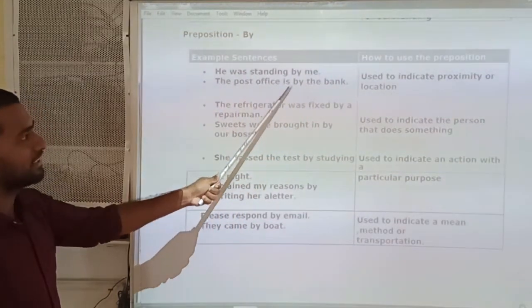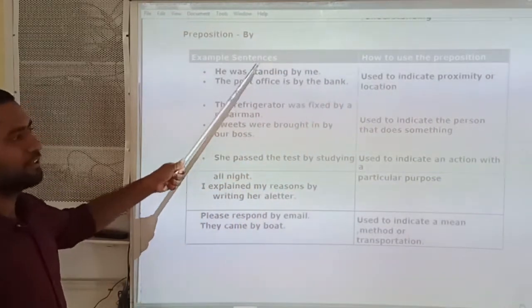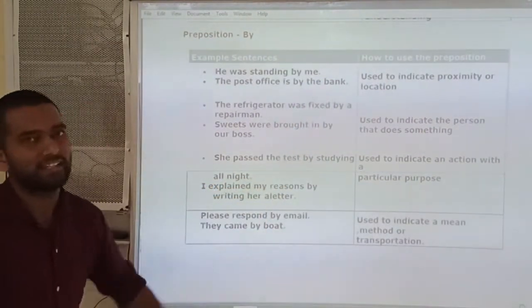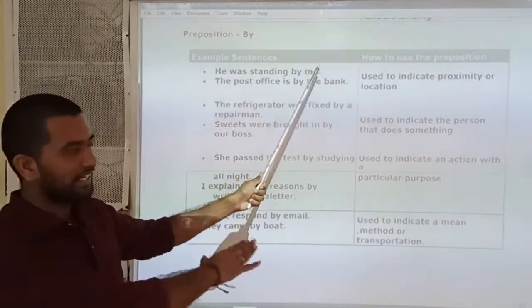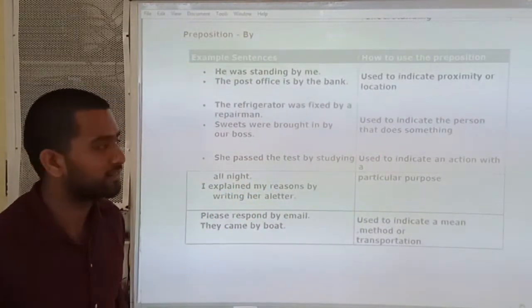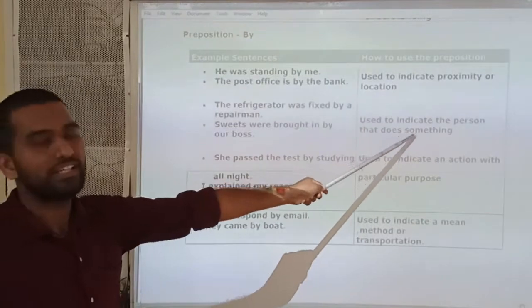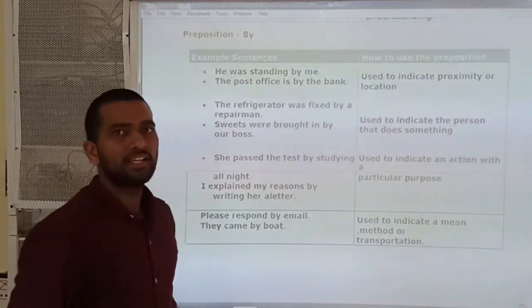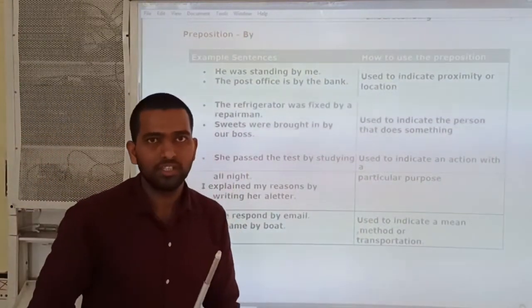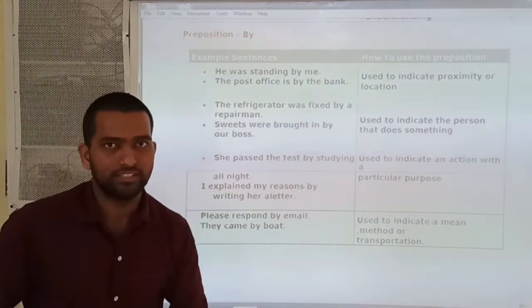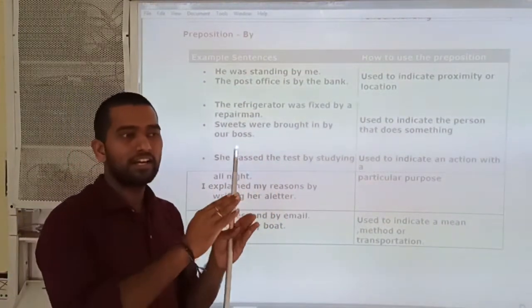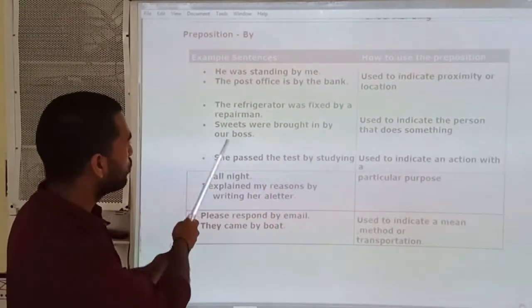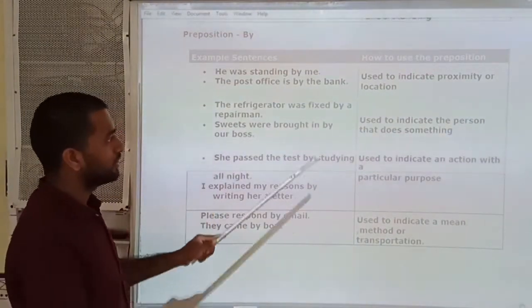Next, the post office is by the bank. We hear these types of sentences often. The post office is by the bank. It means the post office is either beside the bank or somewhere near the bank. Next use: by is also used to indicate a person that does something. Indirectly, this refers to the passive voice. When we convert a sentence into passive voice, we use the preposition by. When the doer is doing something, we use the preposition by.